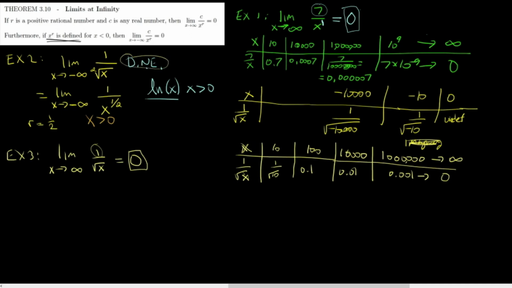Okay, so I think we'll look at another example here. Let's make this example 4. Suppose we have the limit as x goes to, let's keep it positive here, positive infinity.